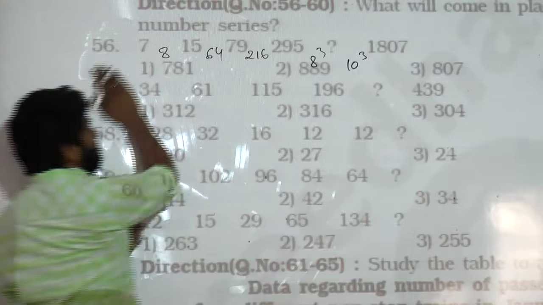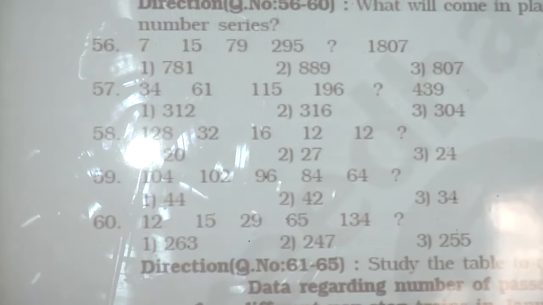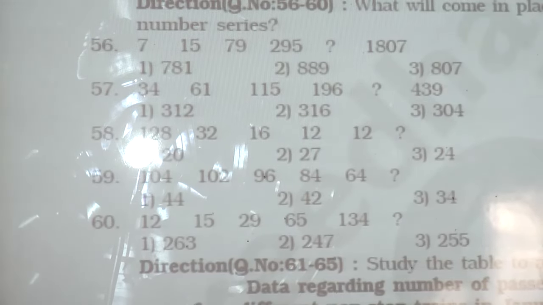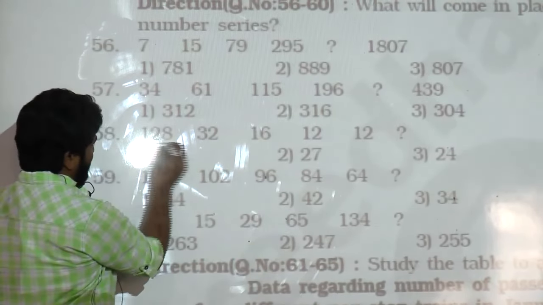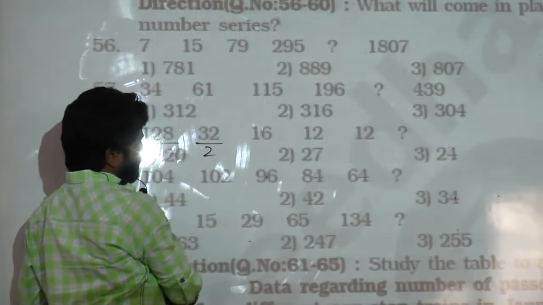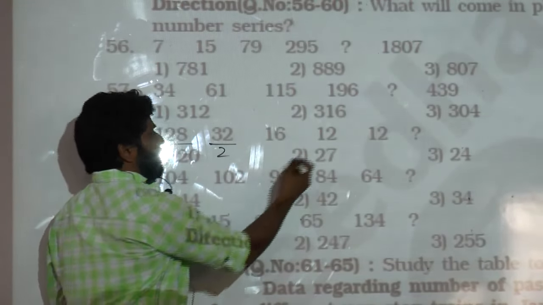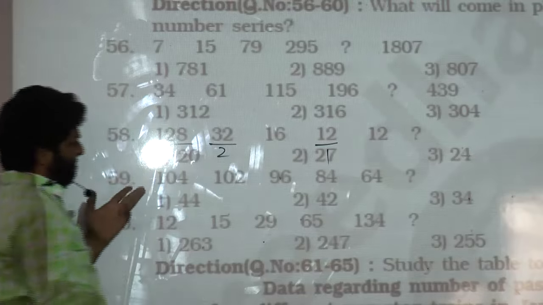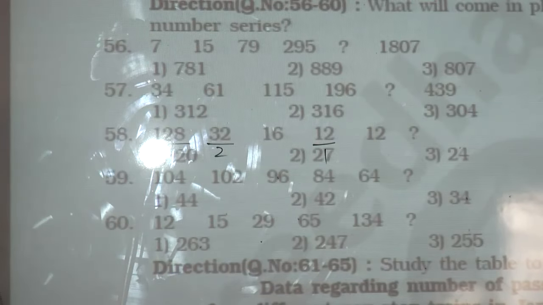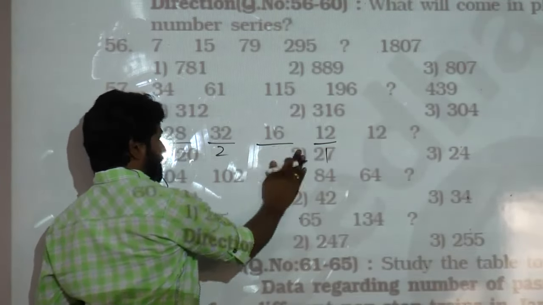Next, any other number 58. 58. This is divided by 4. This is divided by 2. This is divided by 1. This is divided by 3 by 4. No, 4 by 3.